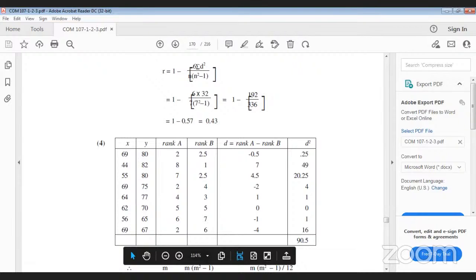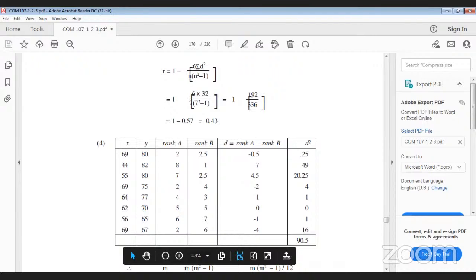Then third is 77, it has the third rank. Then fourth is 75, it has the fourth rank. 50, 70, it has the 5th rank. Then 60, 67, it is the 6th rank. And the last one is 65, it has the 7th rank here.